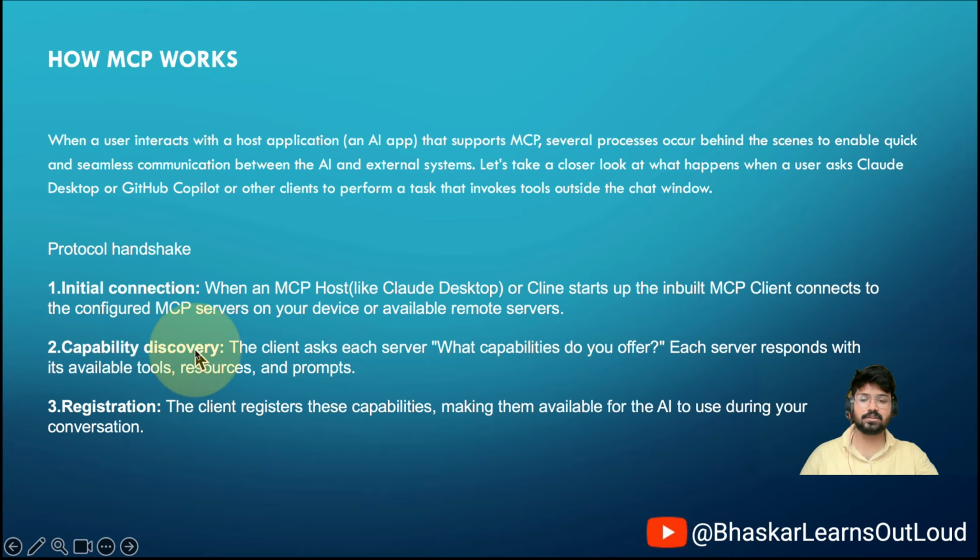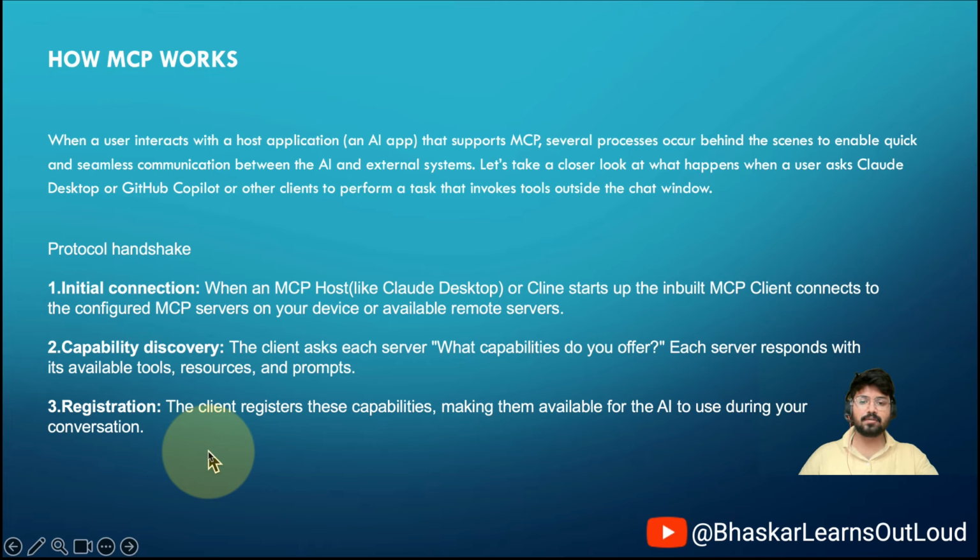Then there is the capability discovery part. The client asks the server, what capabilities do you offer? Suppose I am leveraging the Azure DevOps server, and my client will ask that particular server what tools you are offering to perform the jobs. For example, the Azure DevOps server offers to manage your work items, to create your work items, and so on. So this comes under capability discovery. Then there is registration. The client registers these capabilities. So now my MCP client knows these capabilities, making them available for the AI to use during our conversation.